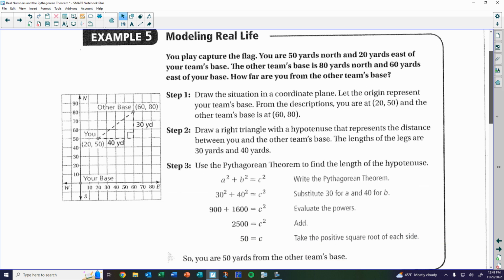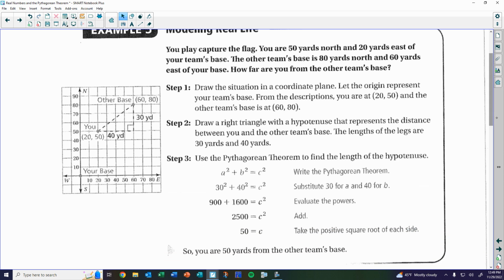So this is kind of review from yesterday with the coordinate plane, right? Again, anytime we are doing a story problem, you need to find out what the story problem is asking. So it says you play capture the flag. You are 50 yards north and 20 yards east of your team's base, which is this dot right here. And the other team's base is 80 yards north and 60 yards east of your base, which is right here. How far are you from the other team's base?